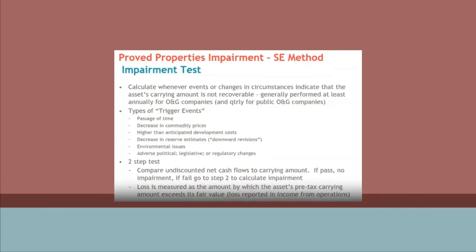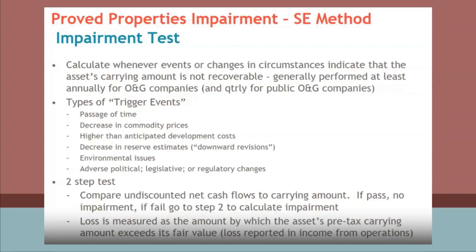Okay, so impairment you need to calculate whenever events or changes in circumstances indicate that an asset's carrying amount is not recoverable. This is generally performed at least annually for oil and gas companies. Public companies have to do it quarterly. Types of triggering events, list a number. Any one of those could technically do it, but the one that most likely would cause it industry-wide is going to be a decrease in commodity prices.